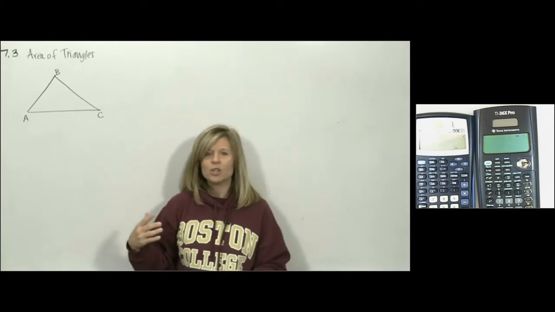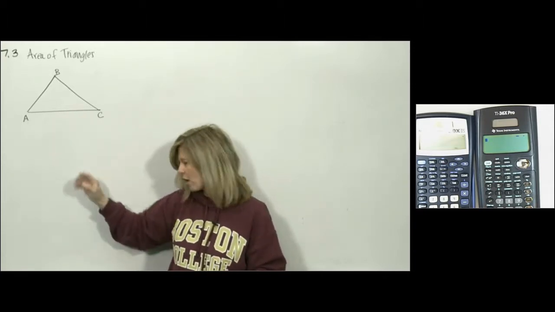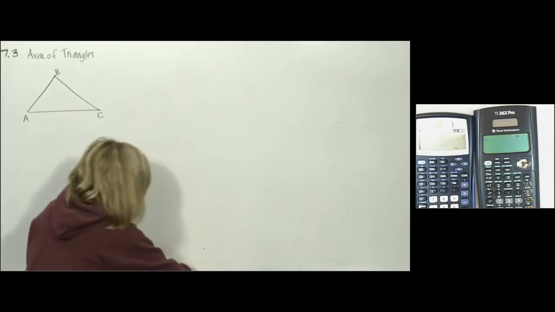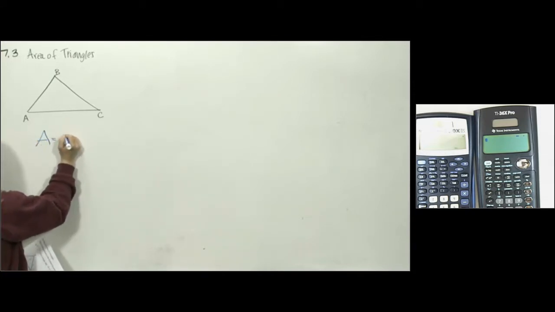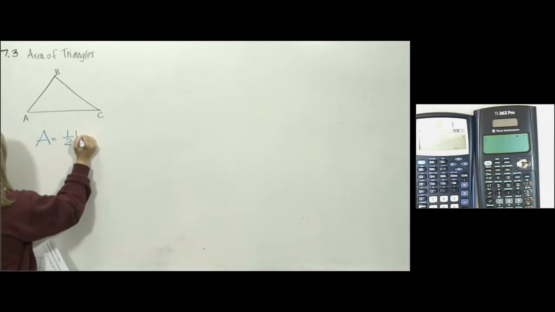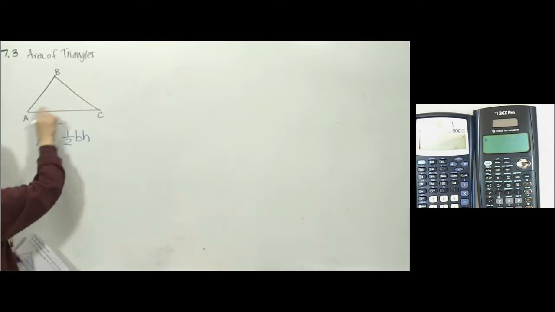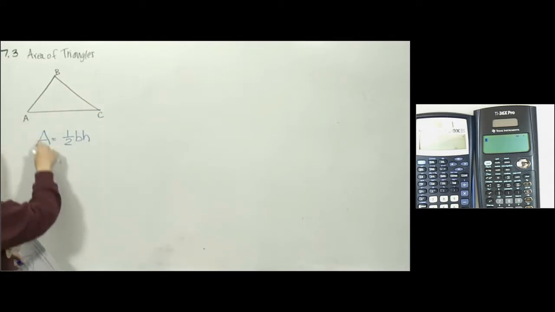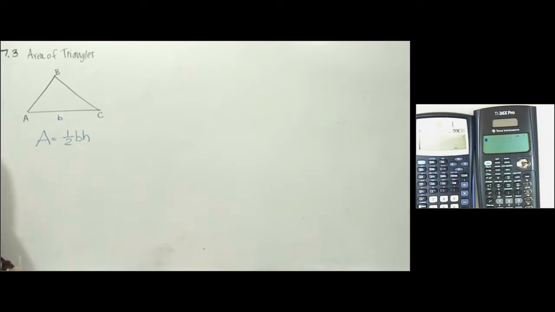So if I asked you from geometry, what is the formula to find the area of a triangle, you should all know that formula by heart. Area equals 1/2 the base times the height. Look familiar? Okay, in this triangle, who would be the base? That is correct. The base would be AC, the bottom. Who would be the height?